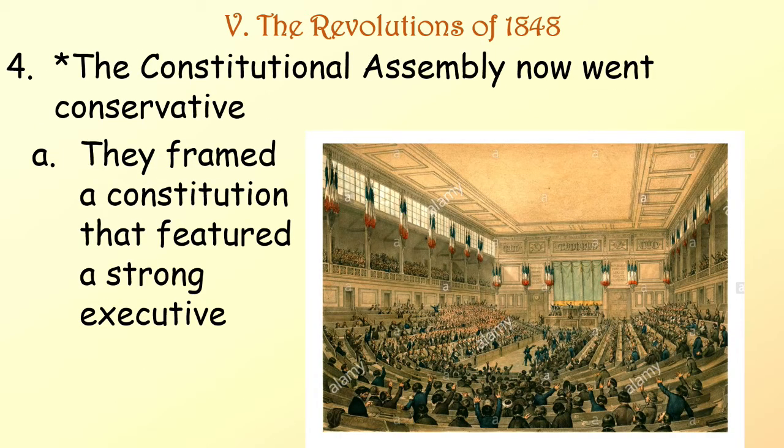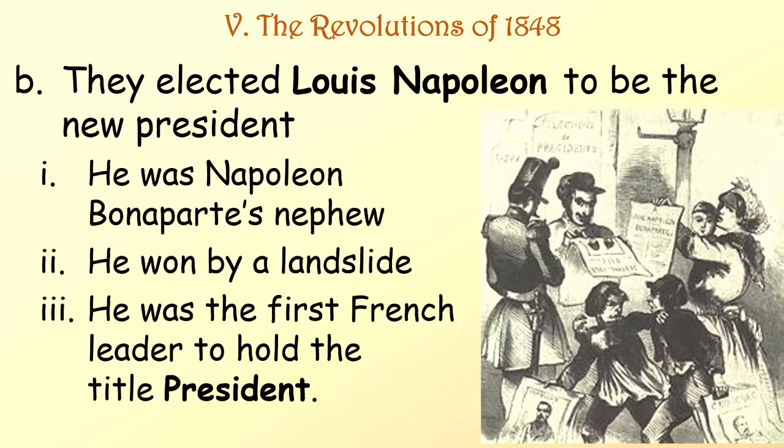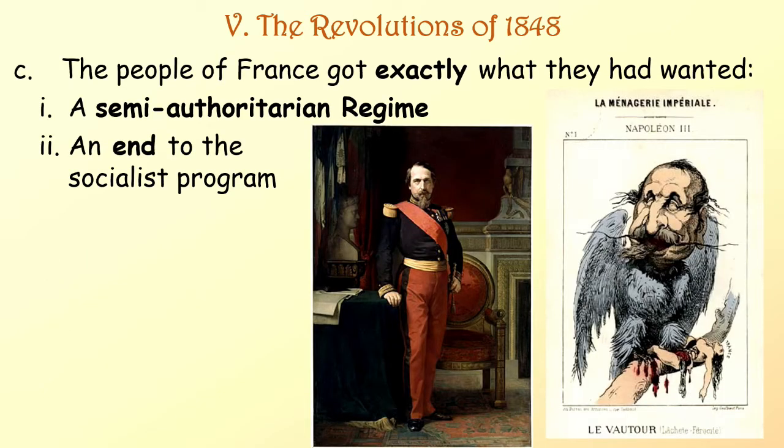The Constitutional Assembly now went conservative. They framed a constitution that featured a strong executive. They elected Louis Napoleon to be the new president. He was Napoleon Bonaparte's nephew. He won by a landslide, and he was the first French leader to hold the title president. The people of France had gotten exactly what they had wanted. They got a semi-authoritarian regime, and they got an end to the socialist program.